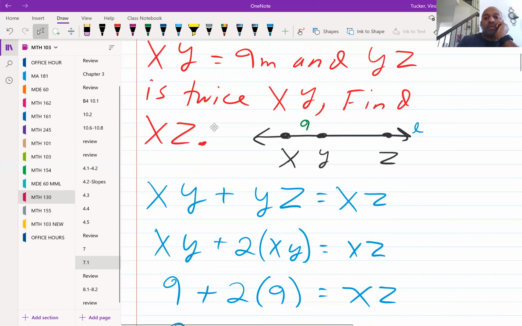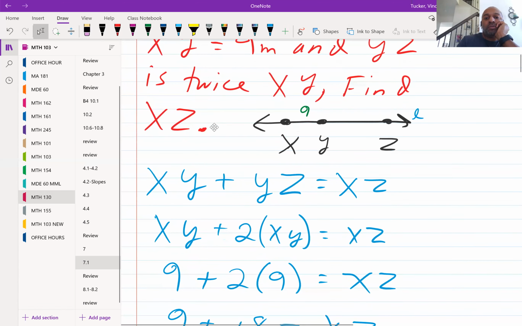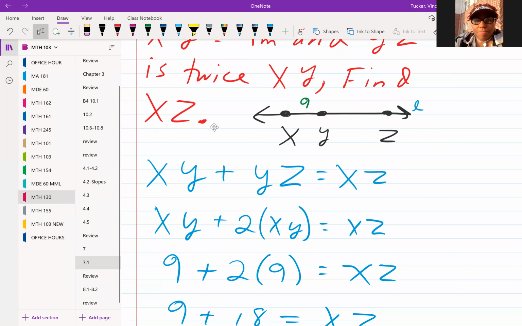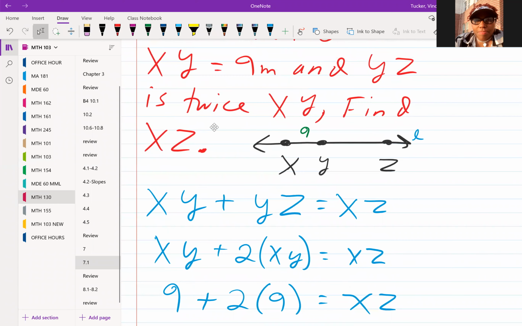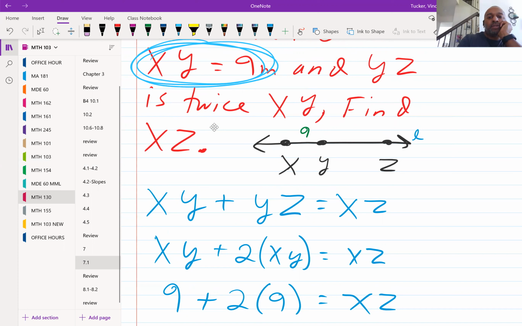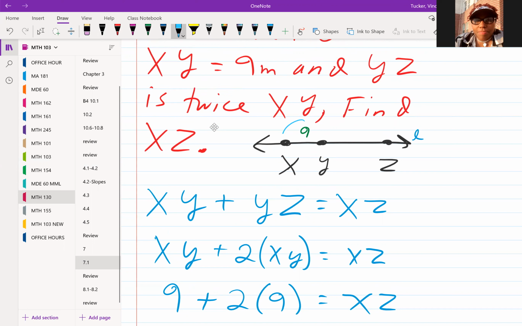Are you done with the red? So I see you got a little 9 above the X and the Y in between the two dots. What does that signify? Did you hear me, Professor? No, the X. That's what you asked, what it signifies. I'm saying it signifies this: XY is equal to 9 meters.